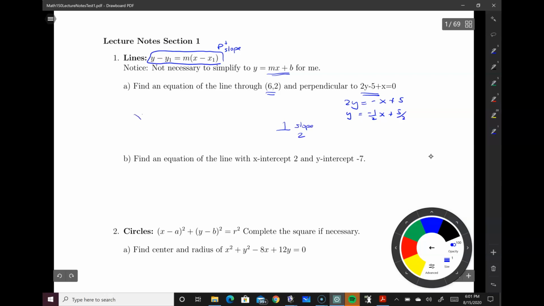So I'm going to put together the equation of the line. y minus 2 is equal to the slope 2 times x minus 6. And that's a fine answer.